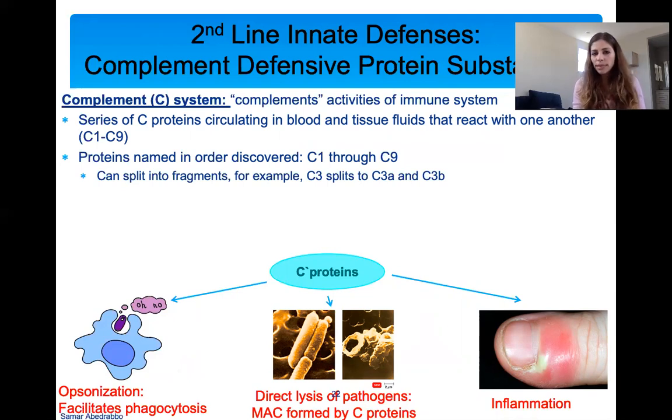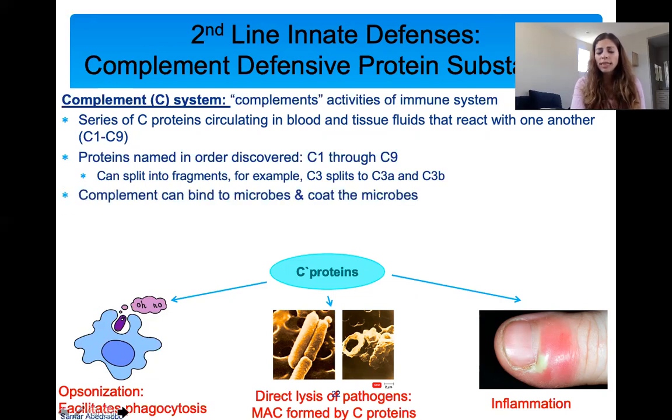By the way, the complement system can be a whole lecture on its own, so I'm just trying to give a brief slide of what it does. Complement proteins bind to microbes. So you have a pathogen. Let's say it's a bacteria, they'll come and bind to it and coat the microbe, and they'll lead to its destruction through one of 3 ways. So again, they'll bind the microbe.